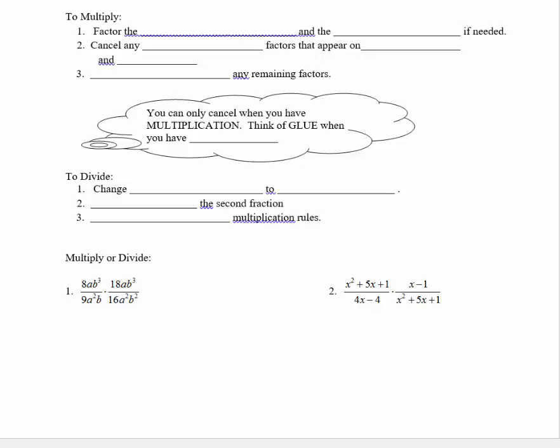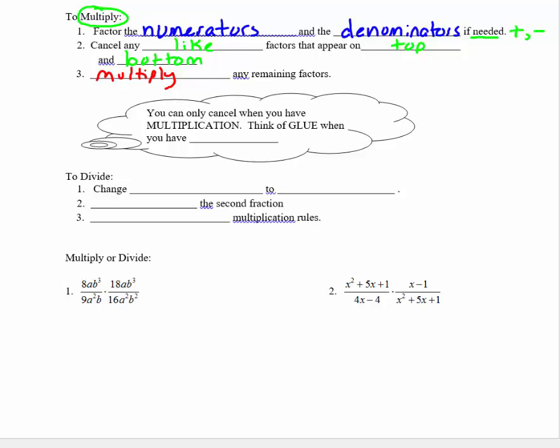You're going to start off by factoring. Factoring what? All the numerators and the denominators. So again, when you see the word multiply, do not start off multiplying. So put that on the front of the note card, and on the back of the note card, write the first couple of steps. So factor the numerators and the denominators if needed. How do we know if it's needed? If we see plus signs or minus signs. So cancel any like factors that appear on top and bottom.